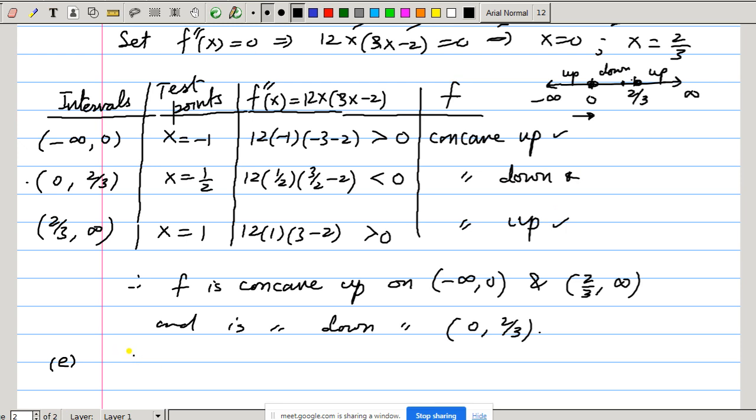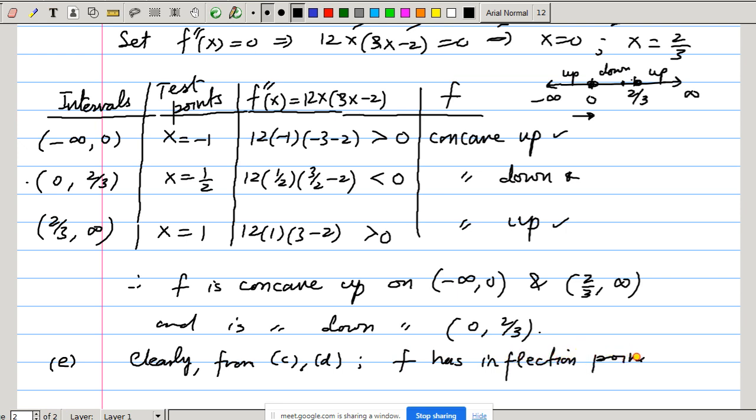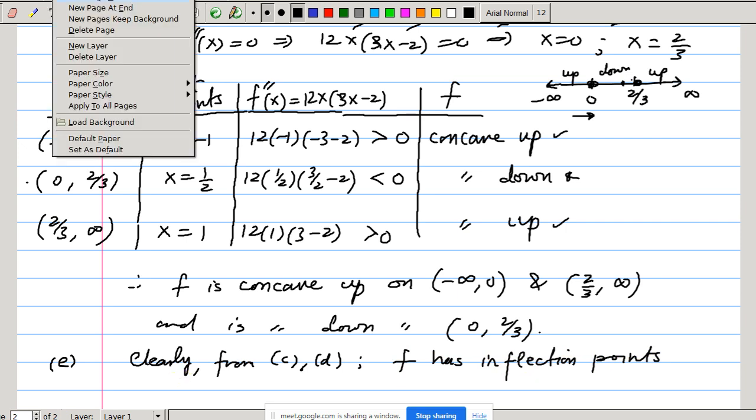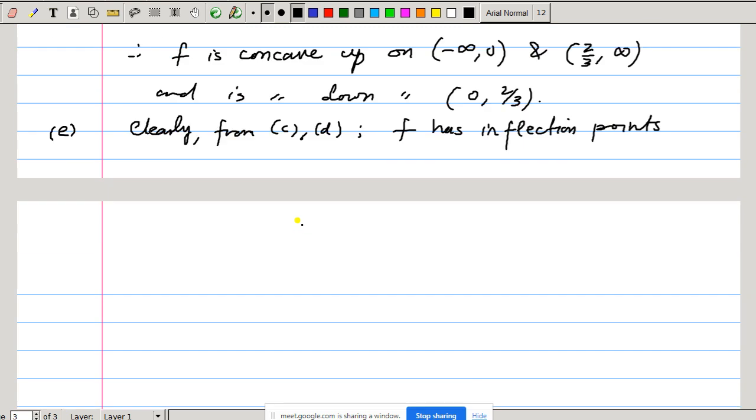So clearly, from the calculations above, from C and D, I can say that f has points of inflection, or inflection points, it is the same thing, at x equal to 0 and at x equal to 2 by 3.